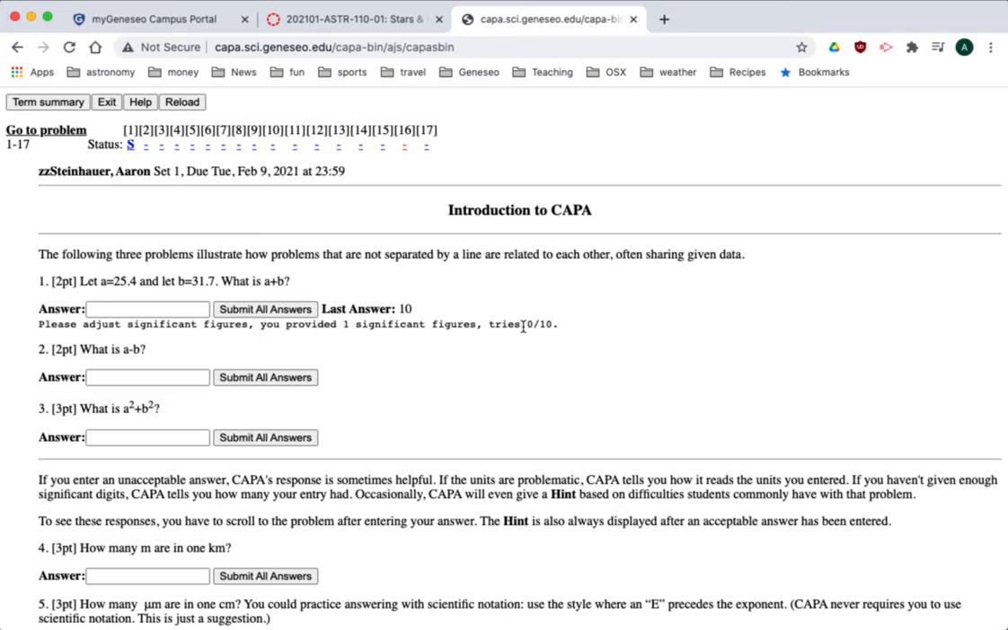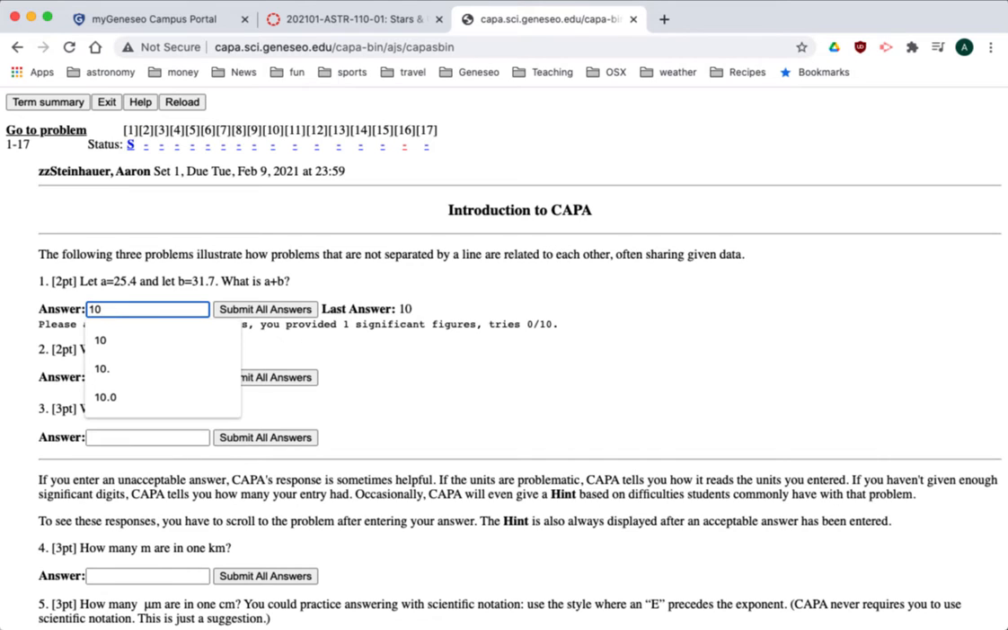It has not, you'll notice, actually evaluated whether 10 is right or wrong. It knows, but it's not telling you whether 10 is right or wrong. It hasn't docked you a try. You still have used 0 tries out of the possible 10 for this particular problem.